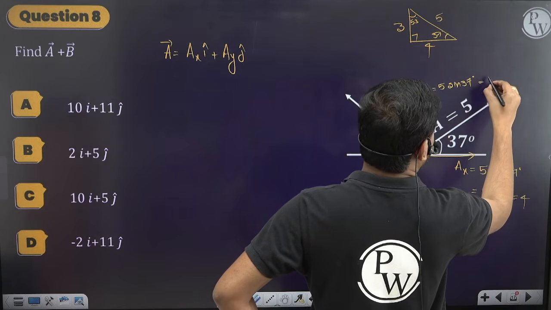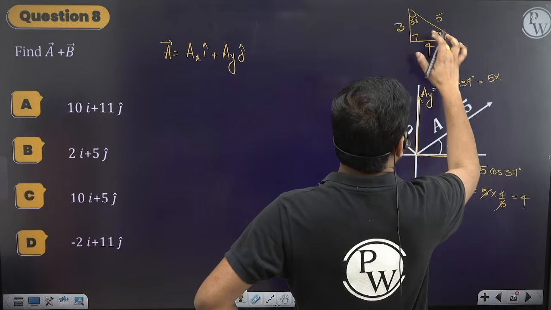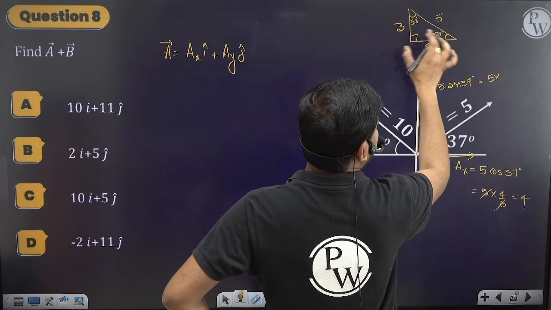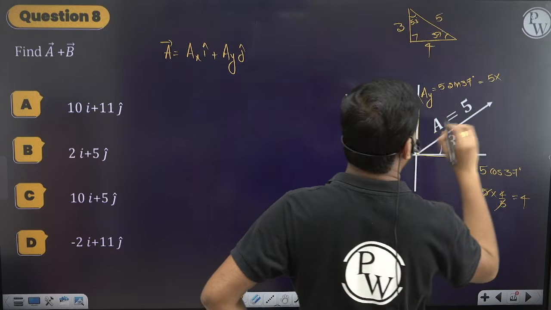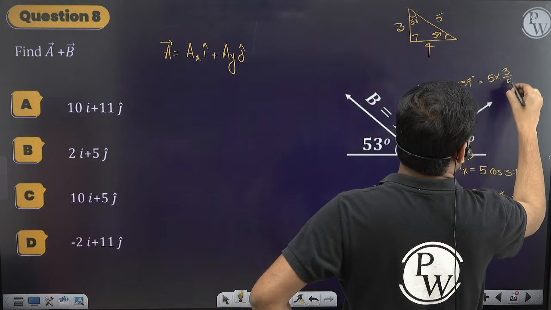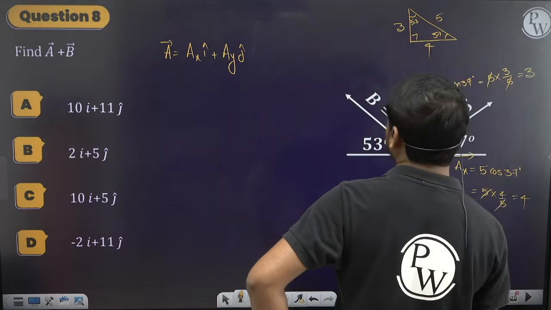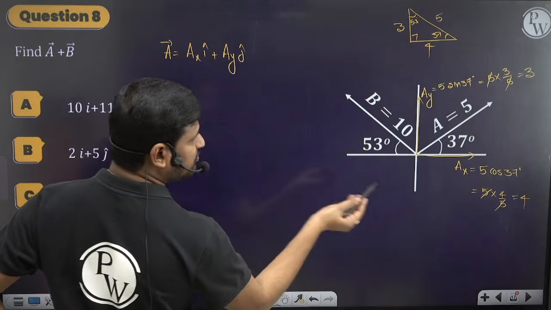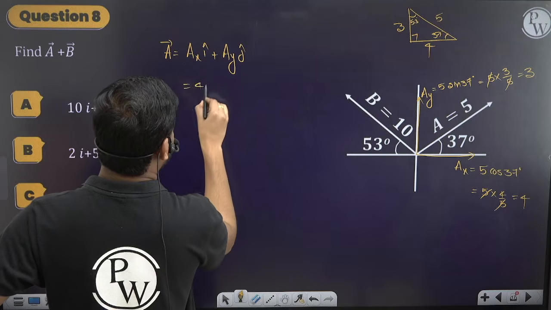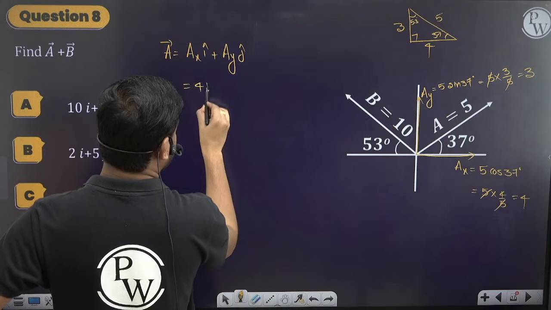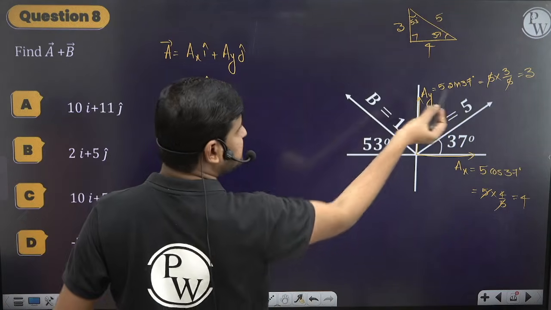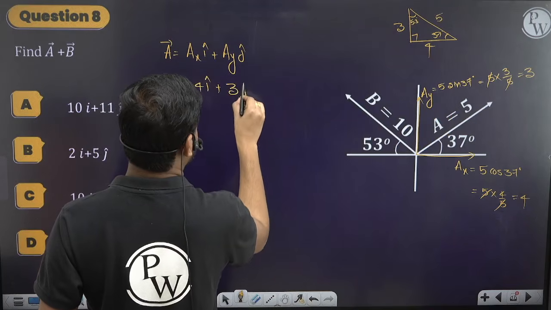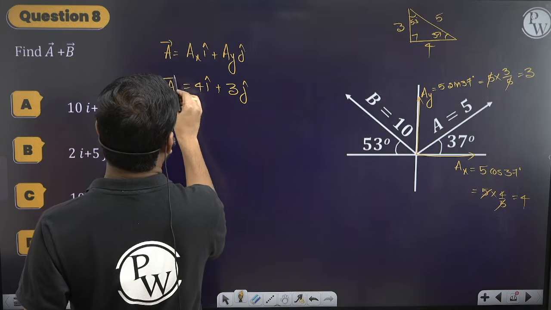So similarly Ay is what? 5 into sin 37. So sin 37, sin means opposite by hypotenuse. So 3 by 5, which is 3. So that means Ax component is 4, so 4i cap, plus Ay component is 3, so 3j cap. So this is a vector A.